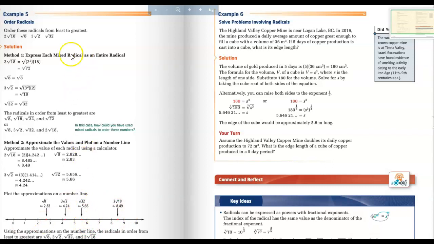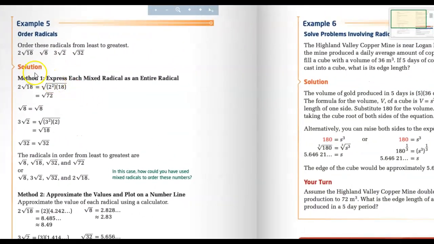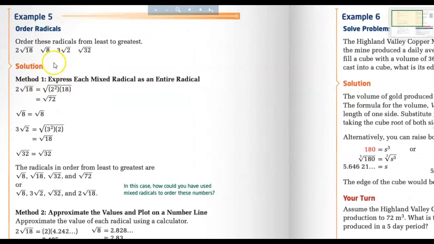The other way to do it, if you didn't want to use your calculator, is just convert everything here into entire radicals. So maybe I'll zoom in a bit. Give me a second. There we go. Hopefully this is clear. So you can see that the square root of 8 here is already an entire radical, and square root of 32 is an entire radical. So 2 are already done for us. We just need to convert these 2 mixed radicals into entire radicals, and then you can compare.